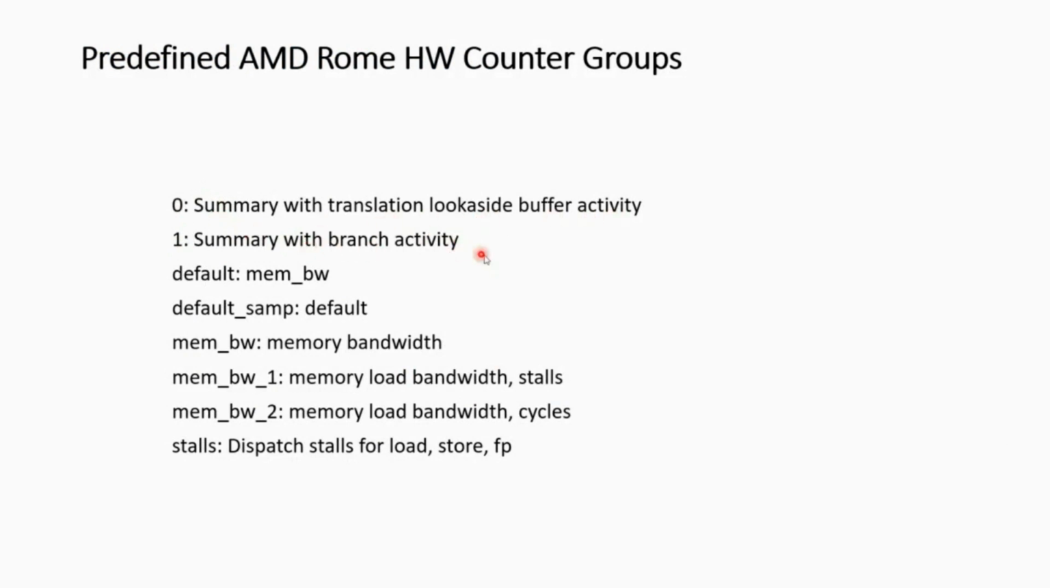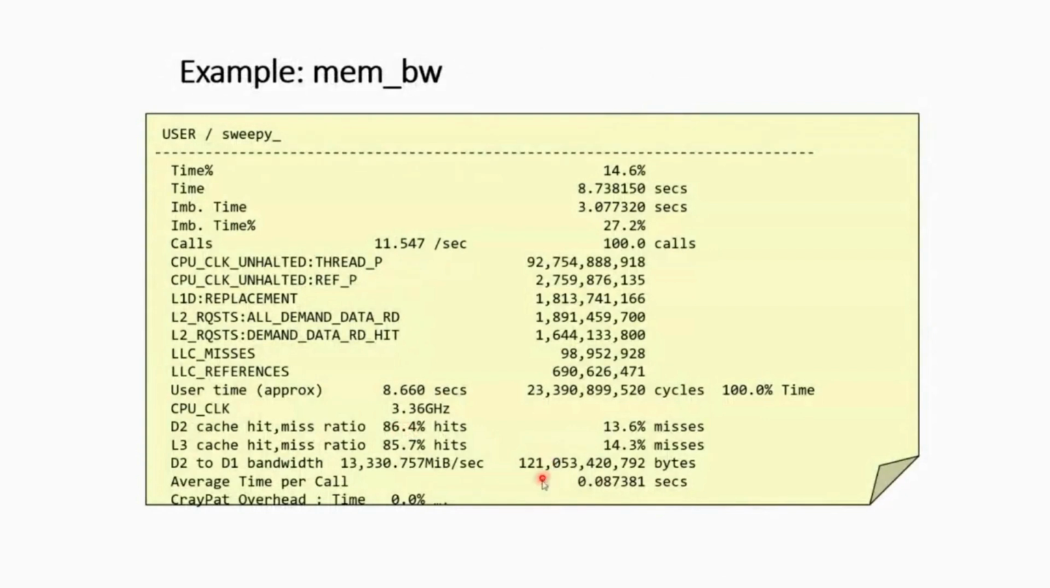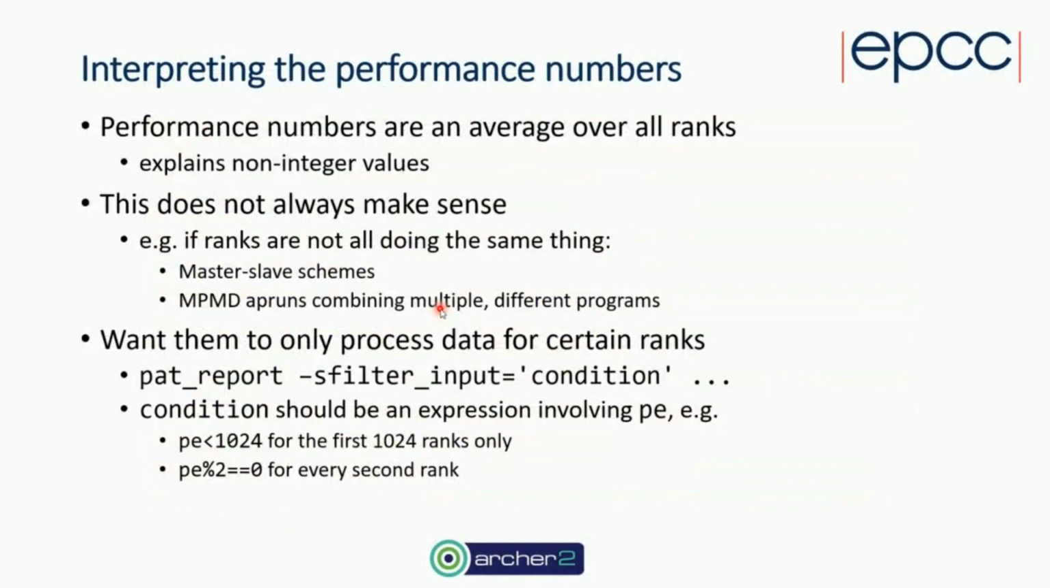Summary of TLB activity, summary of bank activity, and then memory bandwidth, loads and stores, and floating point operations. And if we look at those in more depth, we can have a look at the L2, L3, L1 data and instruction cache misses and those kinds of things.